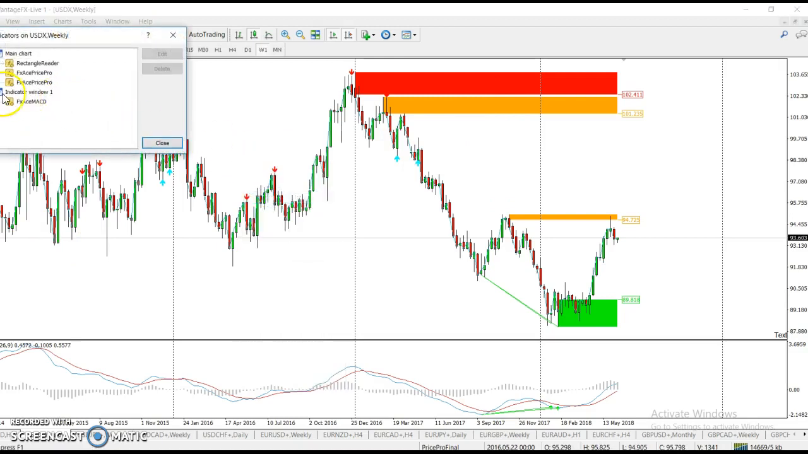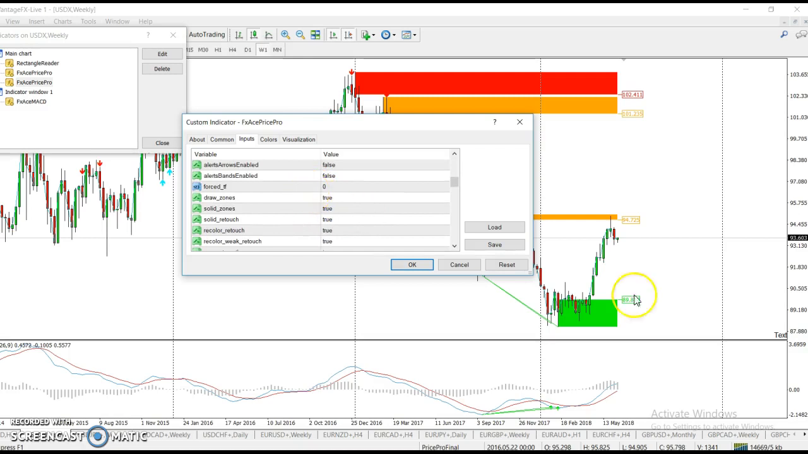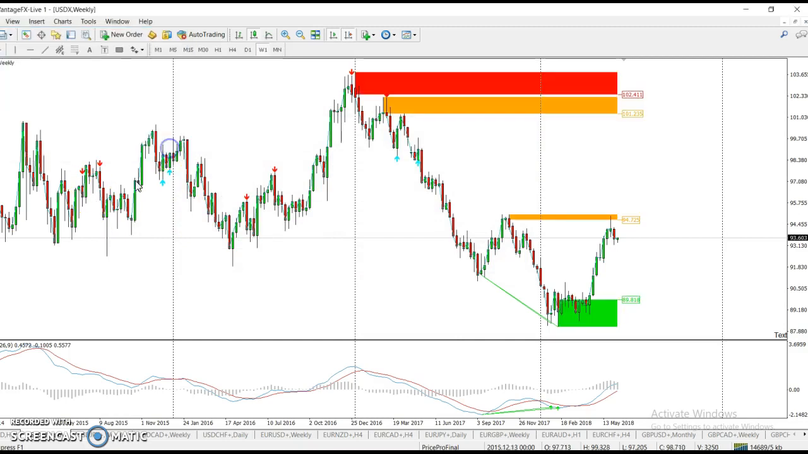Just go to indicators. It's the FXAUUSD Price Pro, and see, we've got the bands, and it automatically draws our zones for us. Recolor, retouch, and yeah, it's a pretty awesome indicator. I coded it from a couple of different indicators that I've put together, changed a bit of the code, and turned it into a powerful trading tool for us.